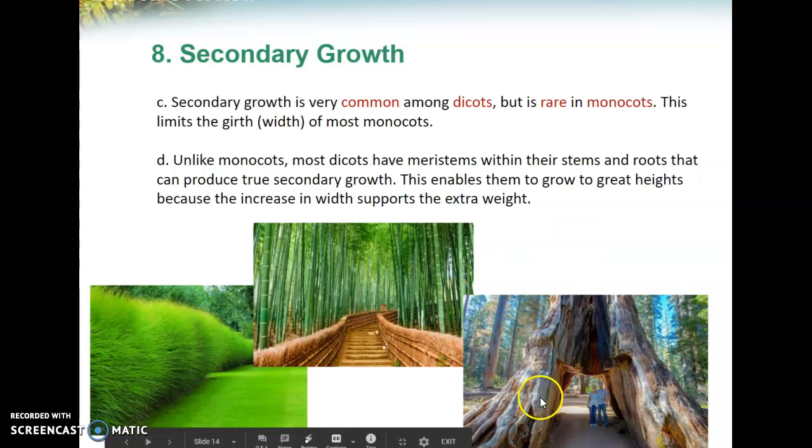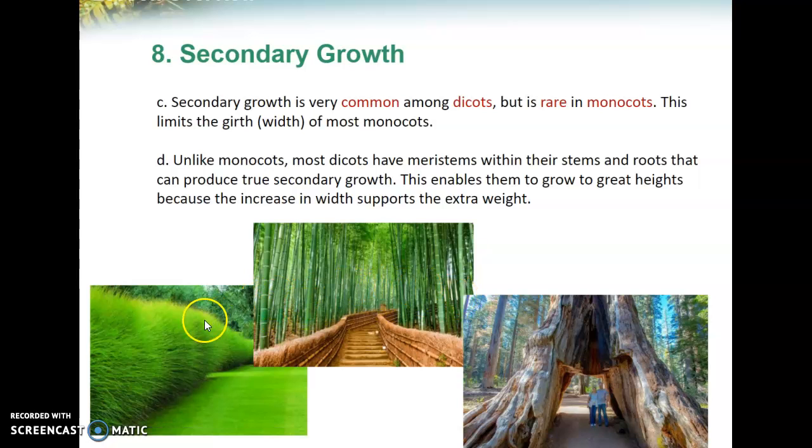Trees like this are dicots, and we're going to talk about some ways that they're different. And grasses are monocots. So here you have this grass, and you could pull one of these stems, and you would find out that it's pretty much the same diameter most of the way along that whole piece.